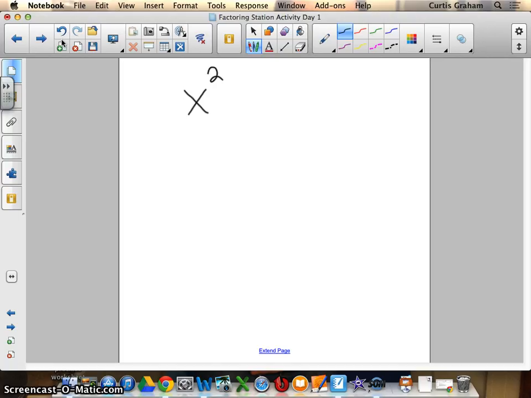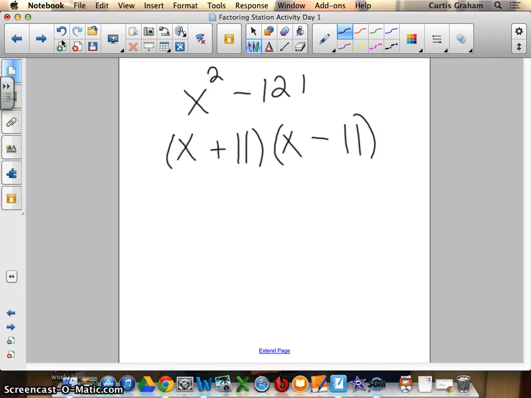x squared minus 121. In order for them to look the same, they're going to have to be perfect squares. What is the perfect square for x squared? What times what gives me x squared? x and x. What's the perfect square for 121? What number times itself will give me 121? 11. Now I want to end up with a term of 0 in the middle, so it's going to be plus, minus. Done.